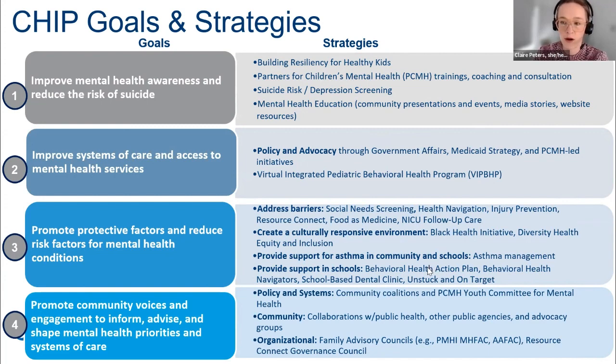Lastly, in goal 4, we are focusing on promoting community voices and engagement to inform, advise, and shape our mental health strategies and systems of care. I see this goal as sort of a feedback loop into the other goals. When we're addressing mental health needs in the community, we need to continuously hear from the community and ensure that the approaches we're taking are responsive to our community members. At various levels, we are engaging, participating, or leading initiatives in the community as it relates to mental health, and this all works to feed and inform the work in goals 1 through 3.